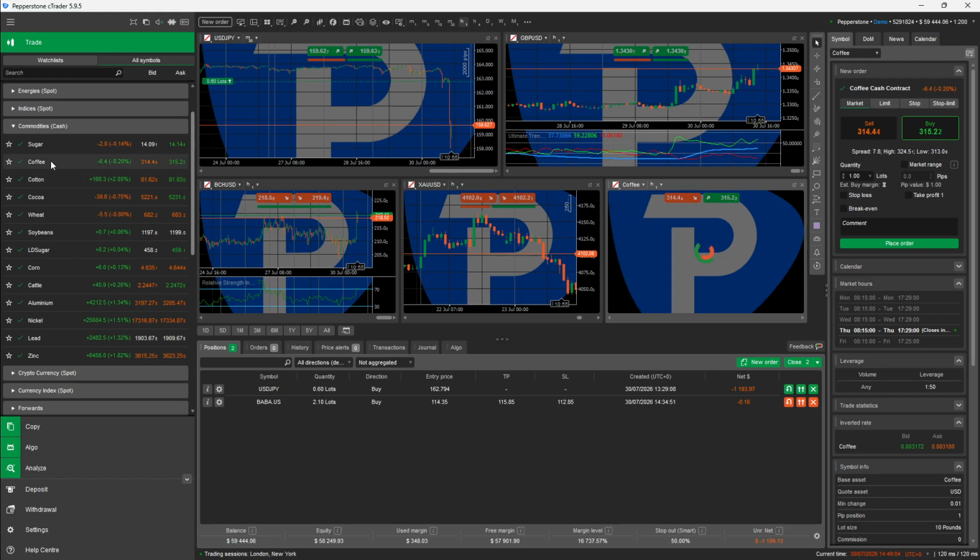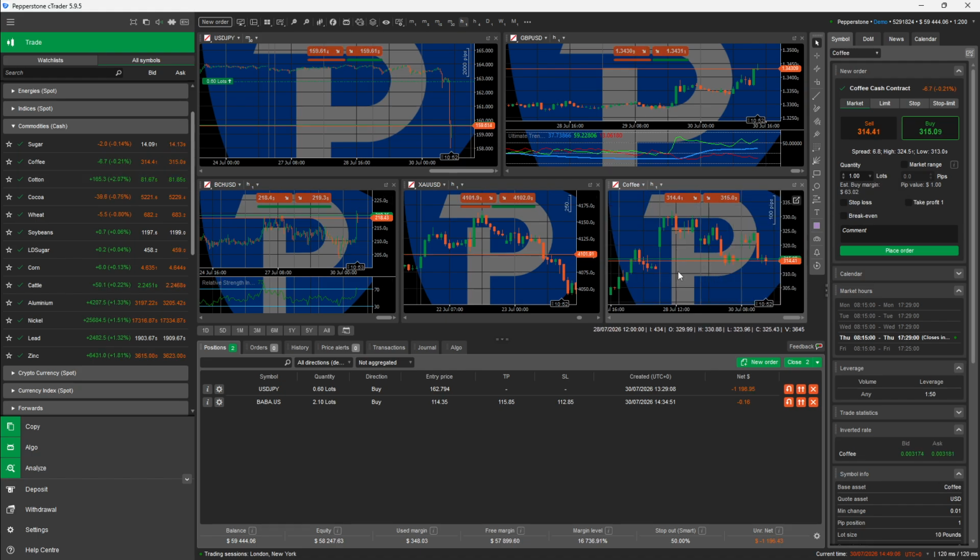The chart will give you a clear view of the current market movement and pricing activity. Take a moment to review the market price and look over the chart. This will help you understand where the commodity is trading before you place your order.